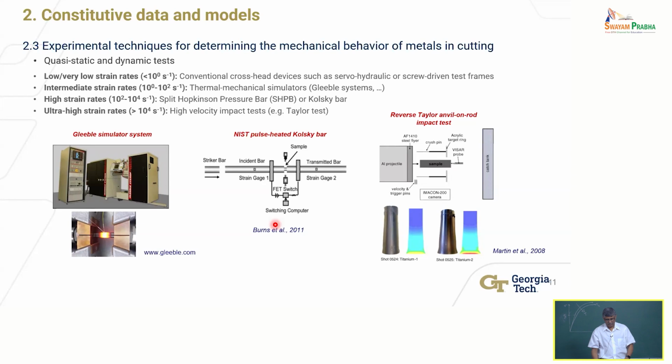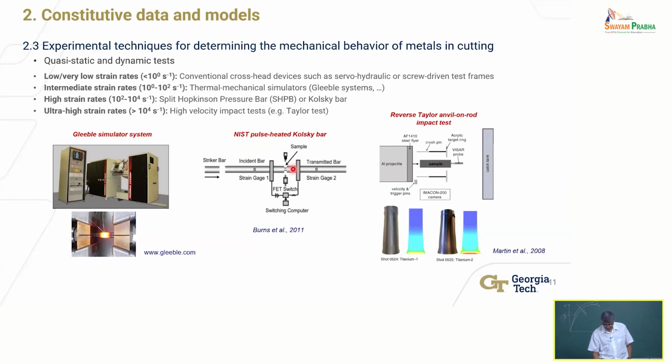And then there are specialized experiments called a Kolsky bar, or sometimes also called a split Hopkinson pressure bar, okay? So these are specialized dynamic compression tests. The best way to describe what these tests do is to take a piece of metal and smash it at very high velocities, okay? Very high velocities. So it's a pressure bar.